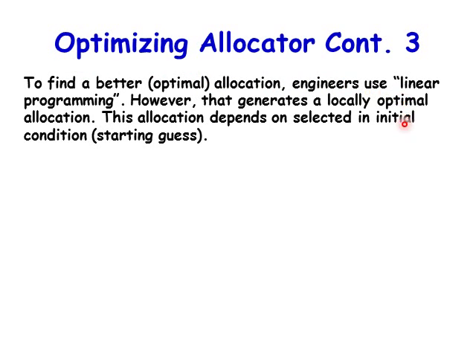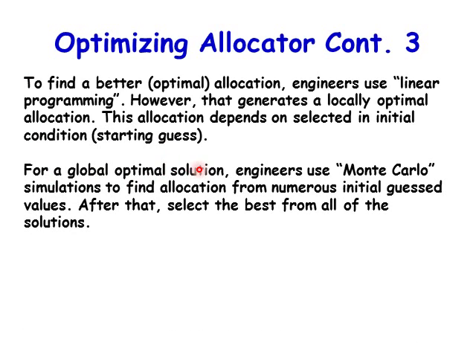We have already talked about this section. This is a repeat from the previous slide. For a global optimal solution, engineers use Monte Carlo simulations to find allocations from numerous initial guess values. After that, they select the best from all of the solutions. So we start with numerous simulations, and from each of the simulations, when there was a solution, we find the best allocation given our optimization metric.